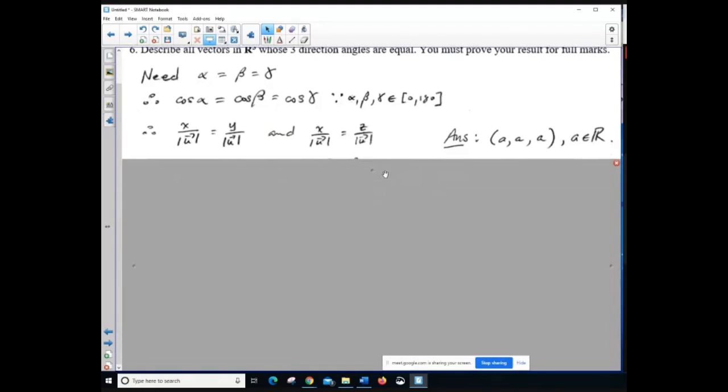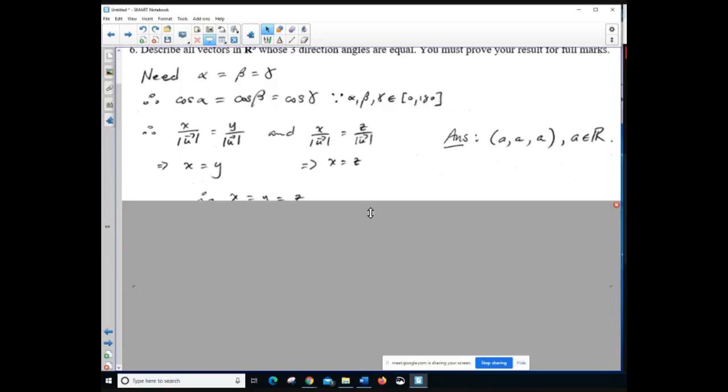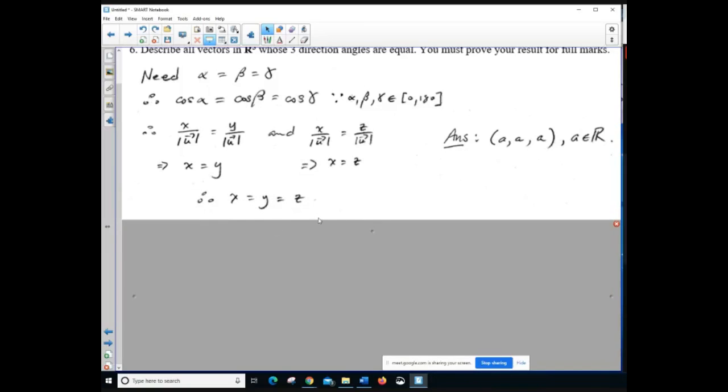Okay, but then because I can just multiply both sides by magnitude of u, I get that x has to be equal to y, and x also has to be equal to z. So what does that tell me about y and z? If they're both equal to x, they're equal to each other. So in other words, the condition that you need is that all three components have to be the same.